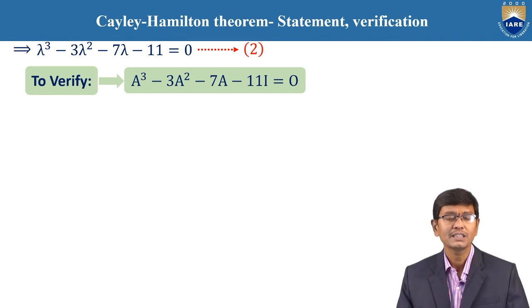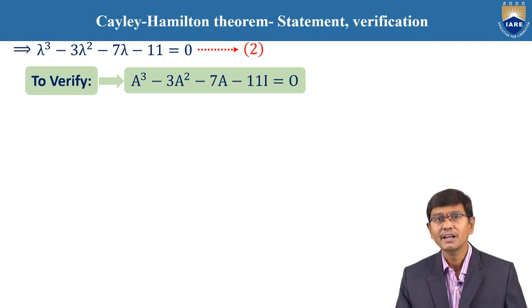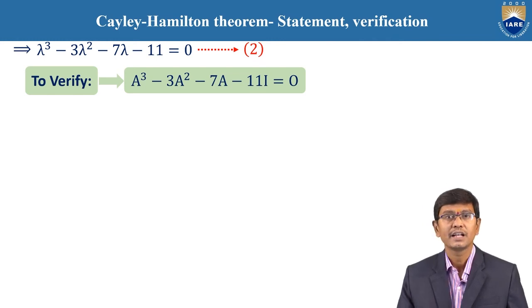And here, once again, we need to know what the value of A cube is, what the value of A square is, what the value of A is, and what the value of I is. A is the given matrix, as we know, and I is the unit matrix of the same order. The given matrix is 3 by 3, so let us assume I is 1, 0, 0, 0, 1, 0, 0, 0, 1.